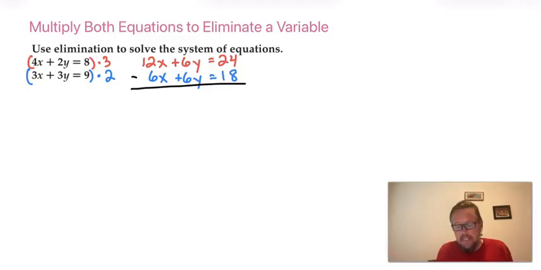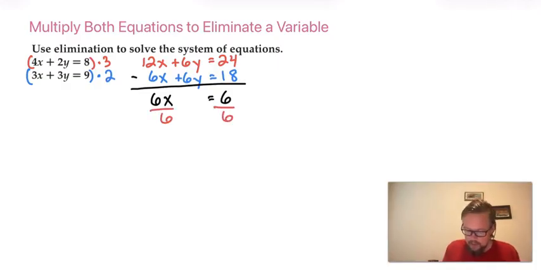12x minus 6x is, of course, 6x. 6y minus 6y is 0. And 24 minus 18 is 6. So we have 6x equals 6. The division property of equality naturally tells us that x is equal to 1. So there we go. We figured out what x is.